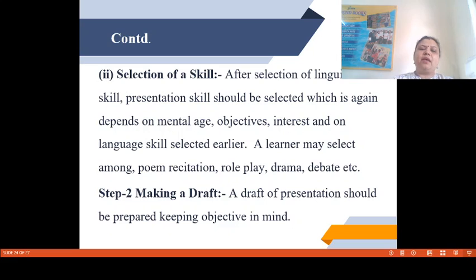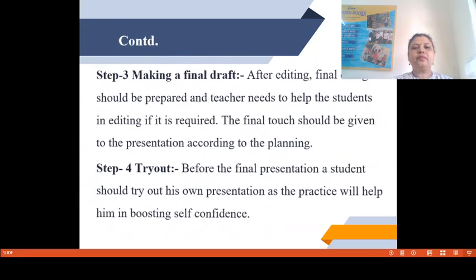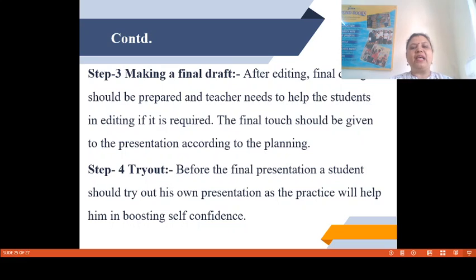Now our second step is making a draft. A draft of the presentation should be prepared keeping objectives in mind. Third step is making a final draft. After editing the previous draft, the final draft should be prepared, and the teacher needs to help the students in editing if it is required. And the final touch should be given to the presentation according to the planning.